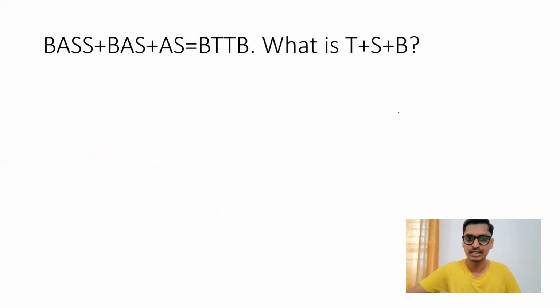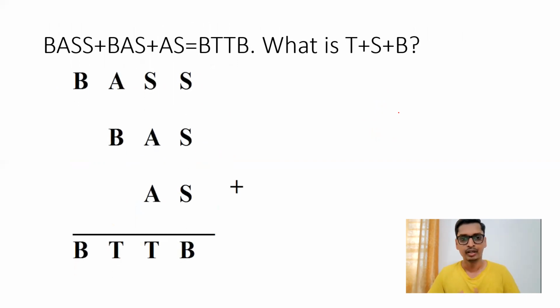And again, this question was asked in Infosys. BASS plus BAS plus AS equal to BTTB. You have to find T plus S plus B. So here, you can start with which variable? Now look at the last column, you have S plus S plus S equal to B. So you have to start playing with S first, right? So you can fix the value of S equal to 1.